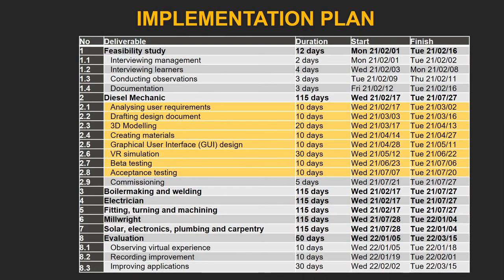The project will be completed in a year and it will consist of 6 modules, which are diesel mechanic, boilermaking, electrician, fitting, and millwright. The task highlighted in yellow will be done for all the modules. However, due to the limited time we had, we omitted the feasibility study and the evaluation phase.